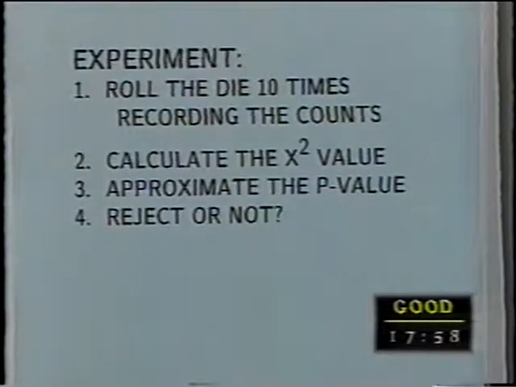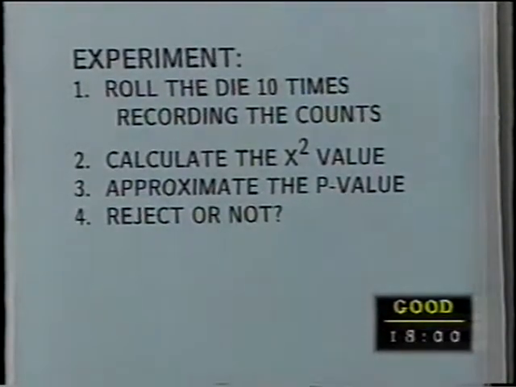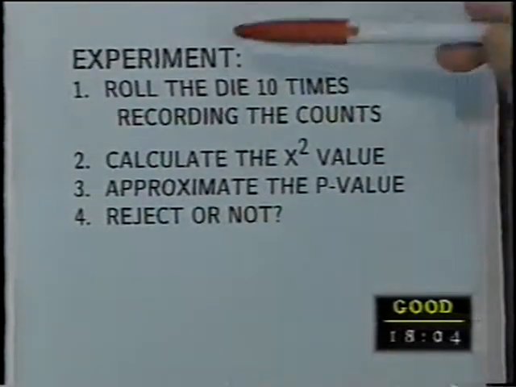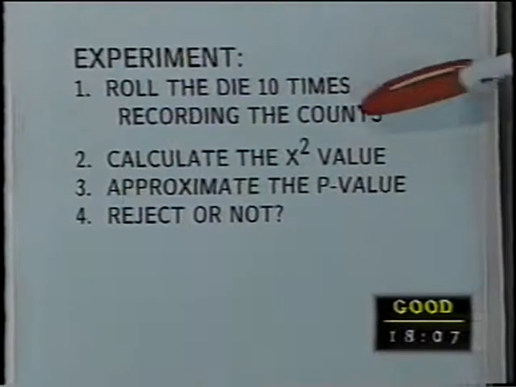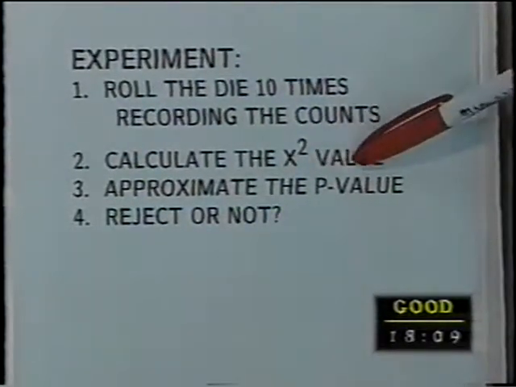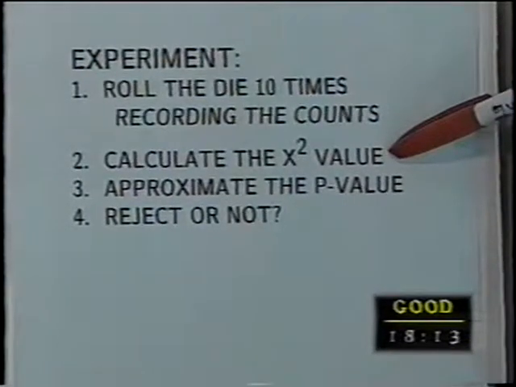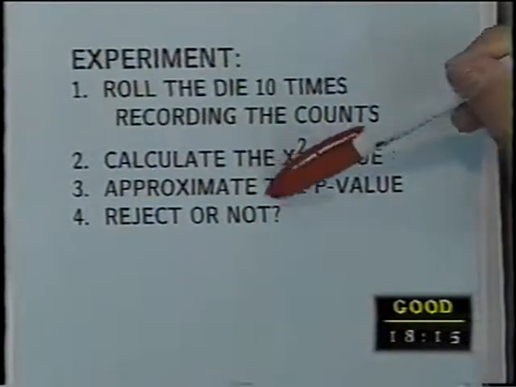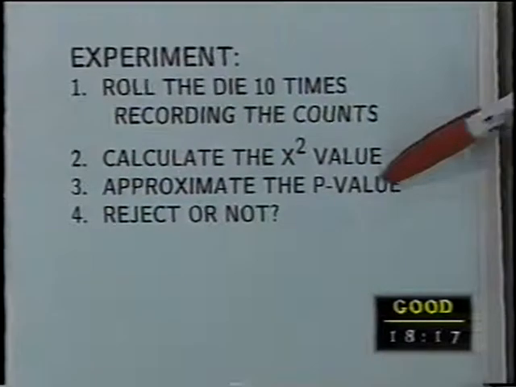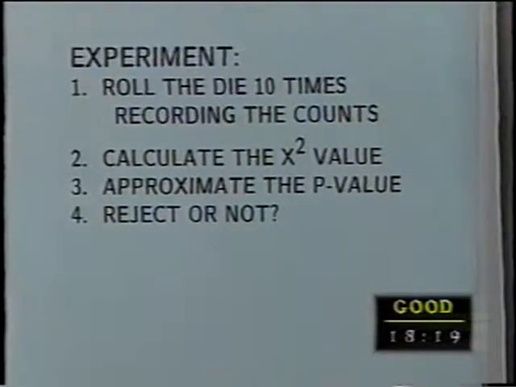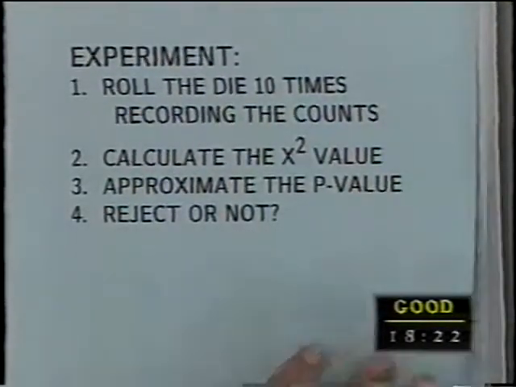Now, what I do in class, and I'd like you to try it at home if you will, just to get some experience with this, because you may very well be using it: roll a die 10 times, record the counts, calculate the chi-square value under the assumption that the numbers are equally likely. That means 1.67. Approximate the p-value, and then reject or not reject, and see if you can do it with your data.